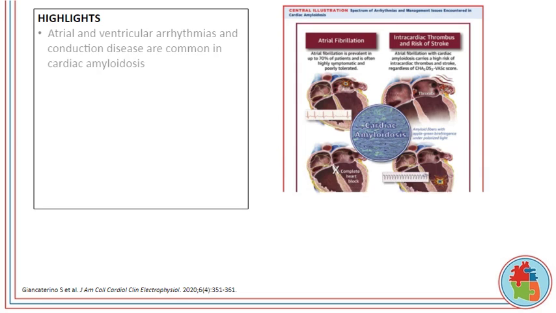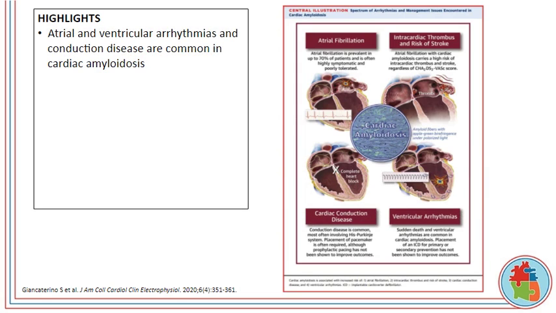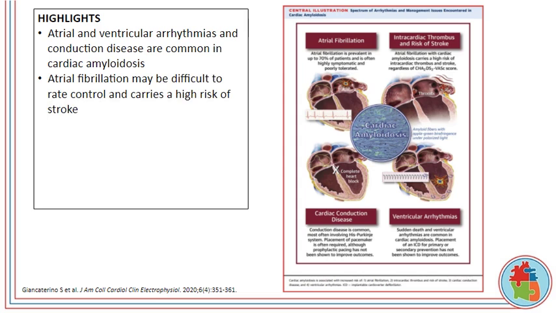In terms of atrial and ventricular arrhythmias, this again is very common and very complex. The most important thing to realize in patients with amyloidosis is that they're at very high risk for intracardiac thrombus and a risk of stroke. So how you manage intracardiac atrial thrombi is a critical element to best patient care.